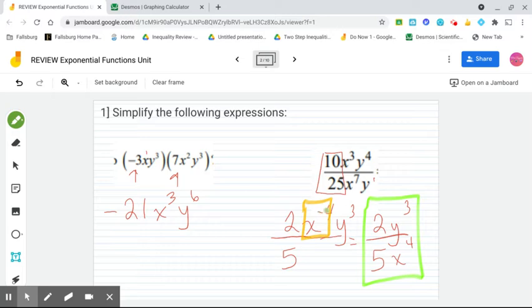Remember, you're only moving terms if they have a negative exponent, not if it's a negative number. So if it's a negative, like say in the first one, we have -21, you're going to leave that right there. Only if there's a negative exponent, you want to move it to the denominator.